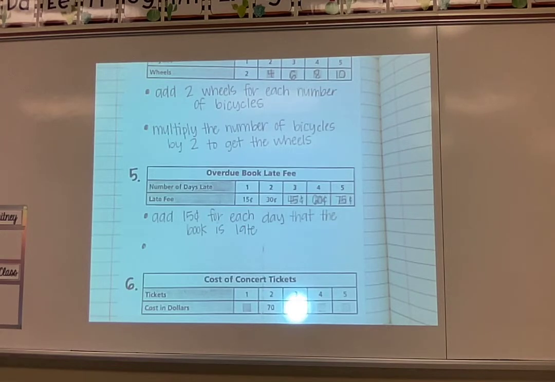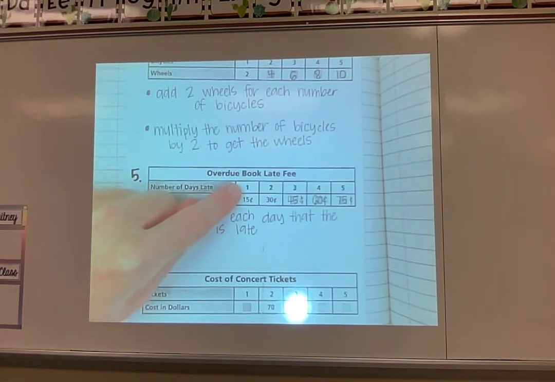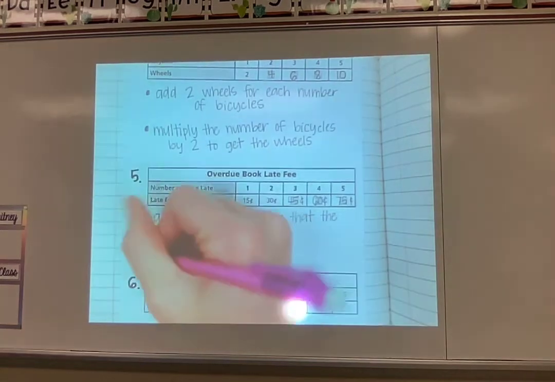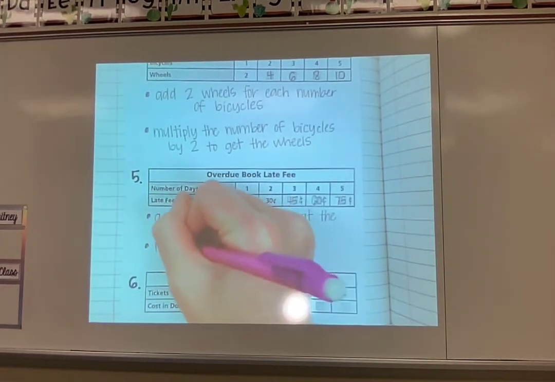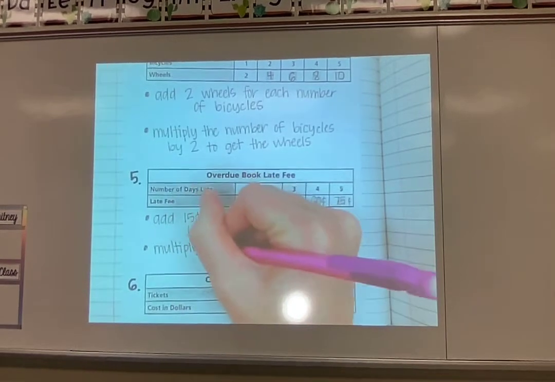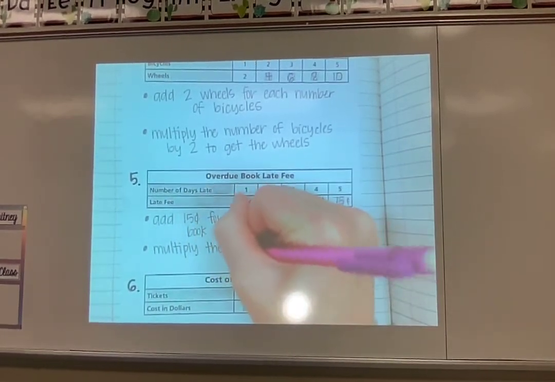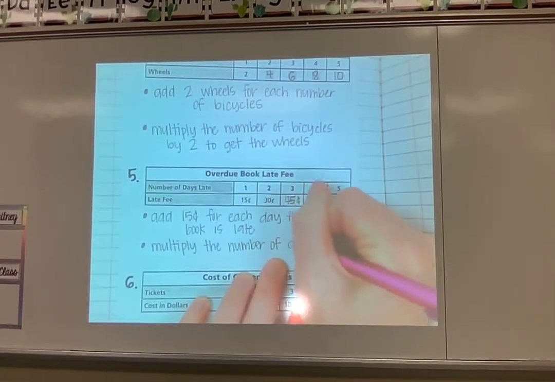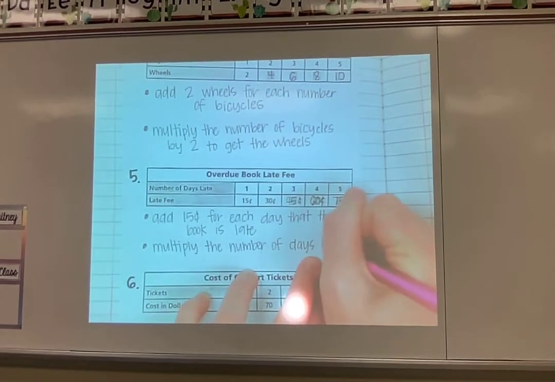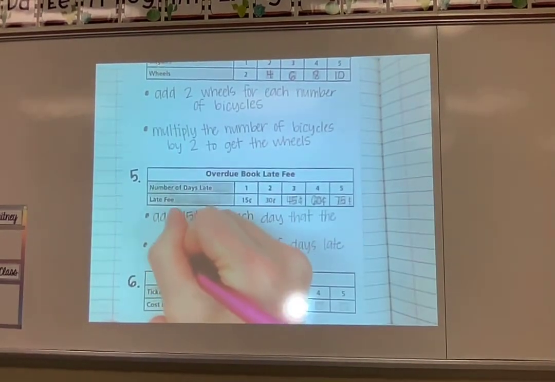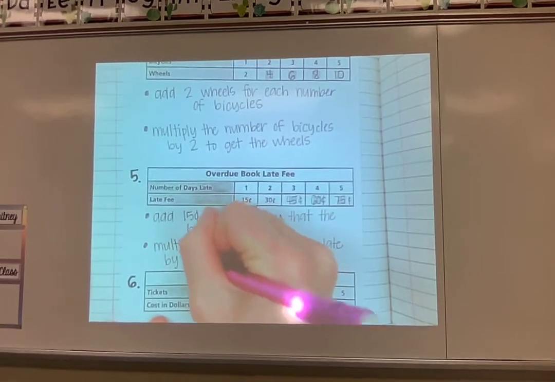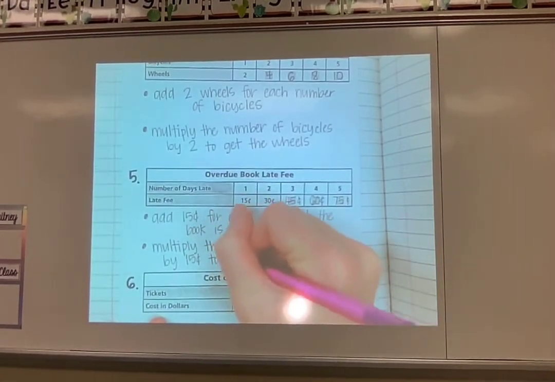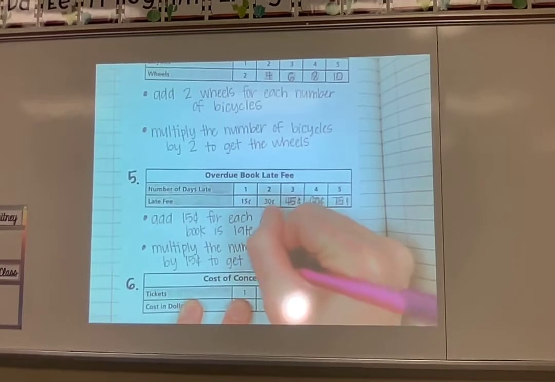Or I could use multiplication. I could multiply the number of days my book is late times 15, because that's what it costs for each day. So I would multiply the number of days late by 15 cents to get the late fee.